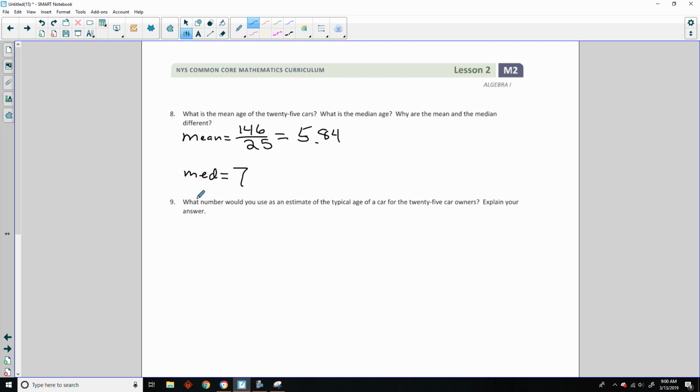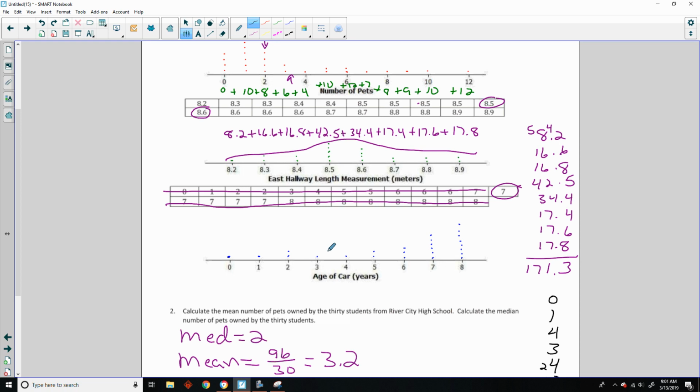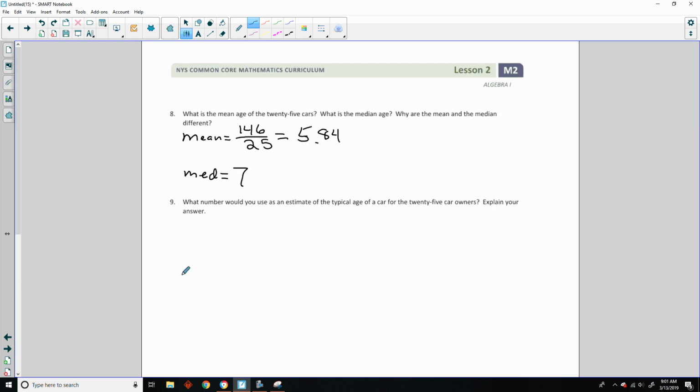Okay. What number would you use to estimate the typical car age of the 25 car owners? Explain your answer. So median 7, mean is 5.84. Which is a better center is what they're asking. Go back, look at your data, and since it is skewed, the average is dragged down by smaller values way over here. We want to use the median because it's closer to the bigger values, the more numbers. So we want to use the median. And I would use the median of 7.